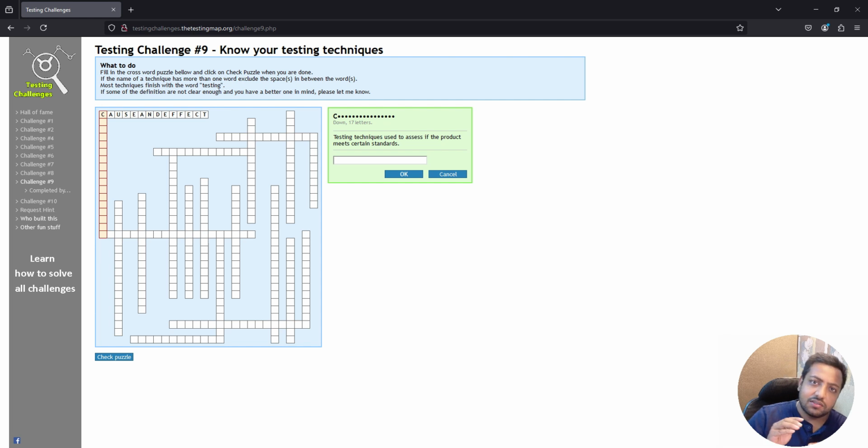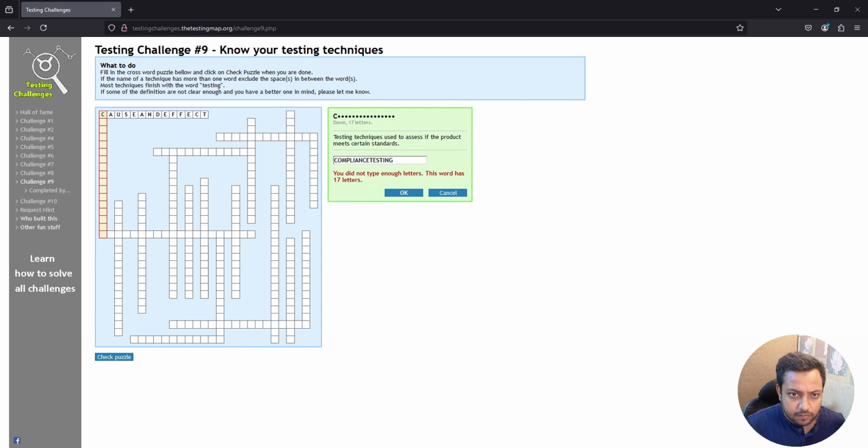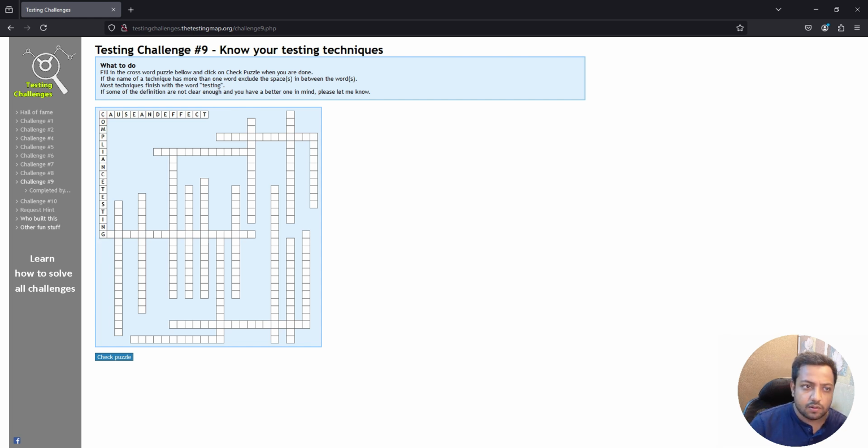So meeting a certain standard, the thing that comes to mind is standardization. Okay, this starts with C. So it can be compliance testing as well. Let's try if it is compliance. Perfect. It is compliance testing. Let's move to the next one.